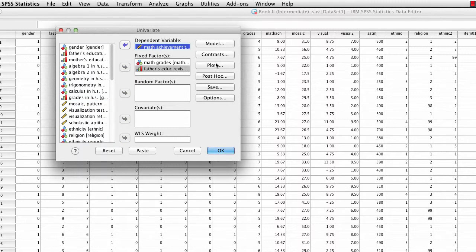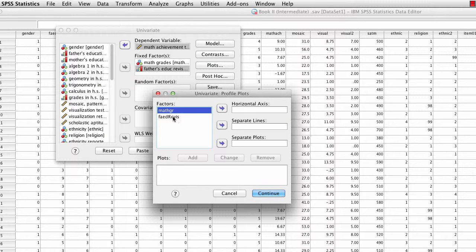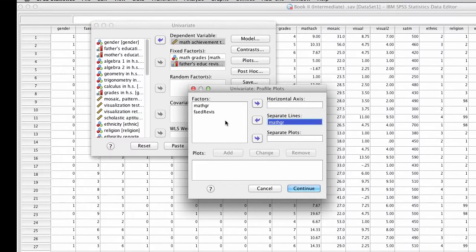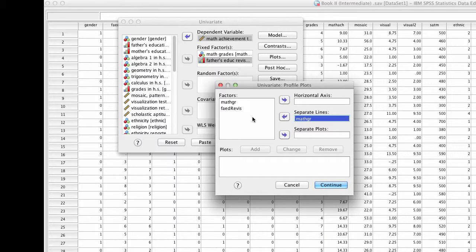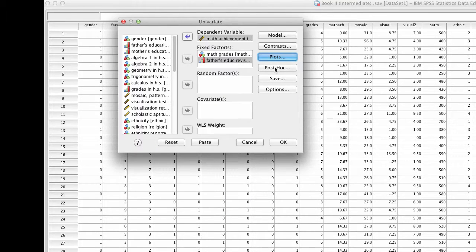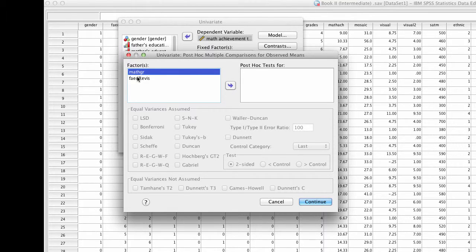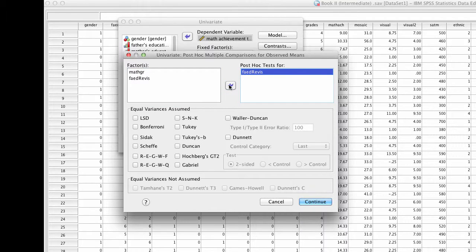For our outputs, what we like to have is our plots. We're going to have math grades on separate lines because there are two categories of math grades, across the 3 levels of Father's Education revised, which we'll put in the horizontal axis. And then we'll add that.